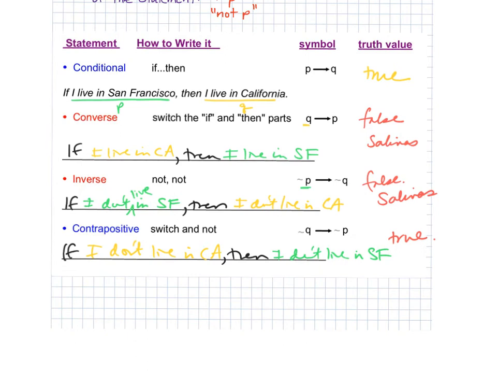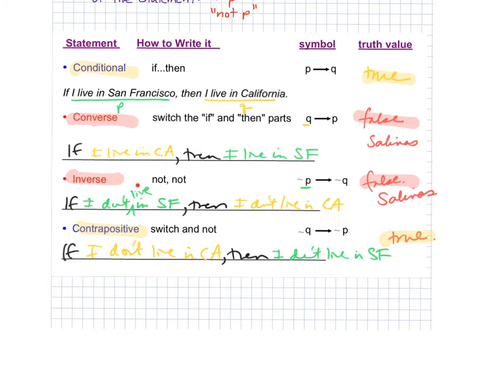On the next page, I'm going to leave it here because we need this to answer the next question. The next question asks, which pair of statements have the same truth value? And you can see here that the converse and the inverse are both false, and the conditional and the contrapositive are both true. And these pairs are called equivalent statements. So you're basically saying the same thing in the conditional as you are in the contrapositive. If you say, I live in San Francisco, then I live in California, it's the same as saying, if I don't live in California, then I don't live in San Francisco.